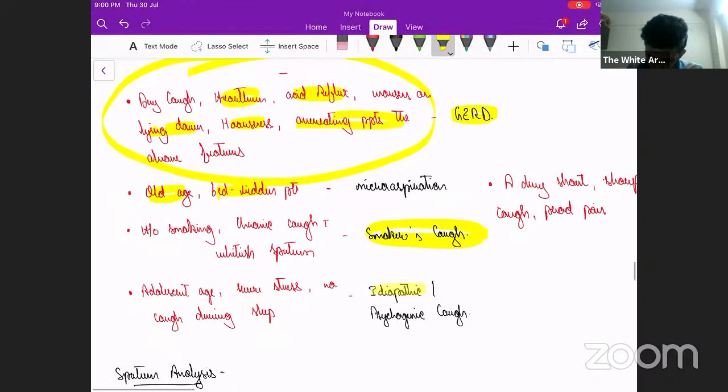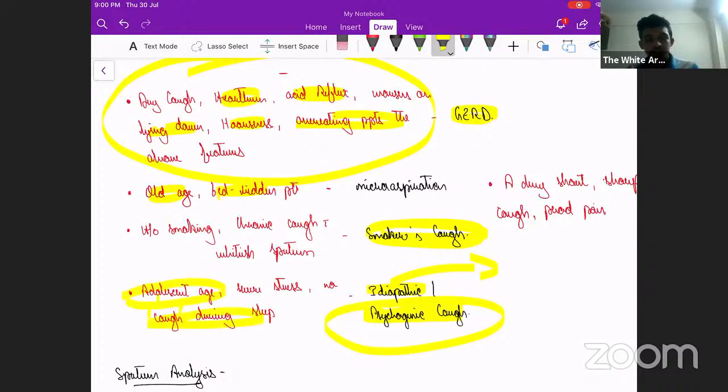Next, it can be idiopathic cough or psychogenic cough. Idiopathic cough can be due to normal airway hypersensitivity, which will lead to chronic cough. This is really good on antitussive medications. Another one is psychogenic cough. This usually happens in case of severe stress, more common in adolescent age group.